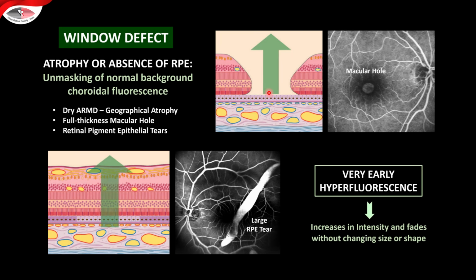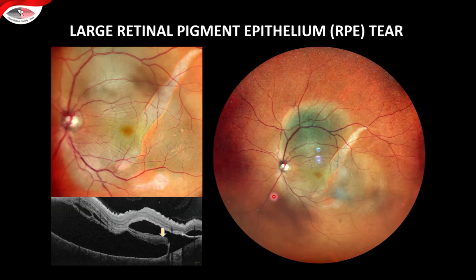Dry macular degeneration, geographic atrophy, a full thickness macular hole that you see here is a window defect, or RPE tears that you see here are showing you a window defect. Very early hyperfluorescence increases in intensity and fades without changing size or shape. So the size would never increase because this is a window defect, a dormant pathology.